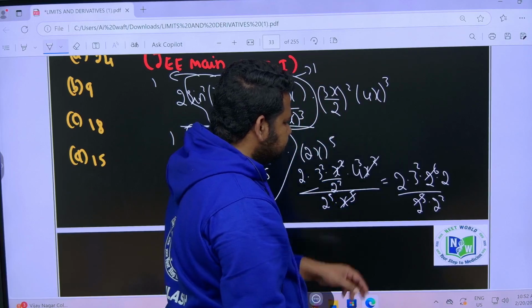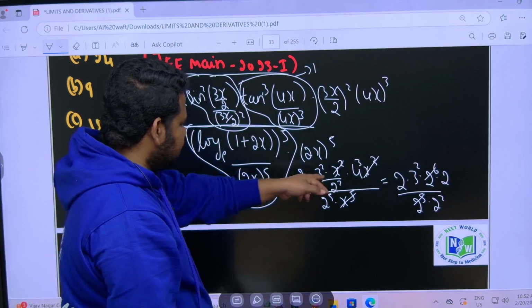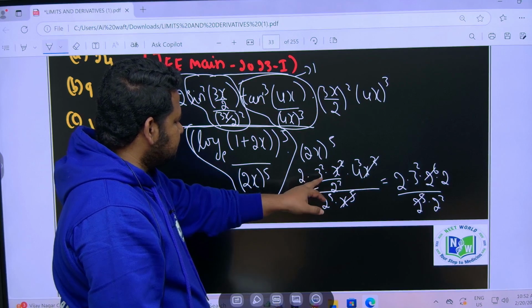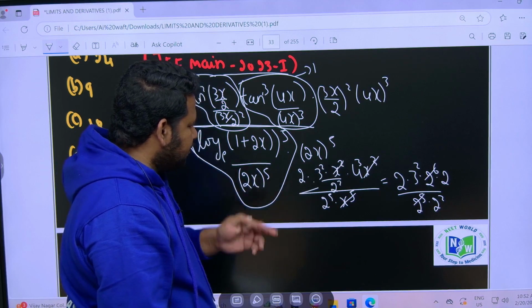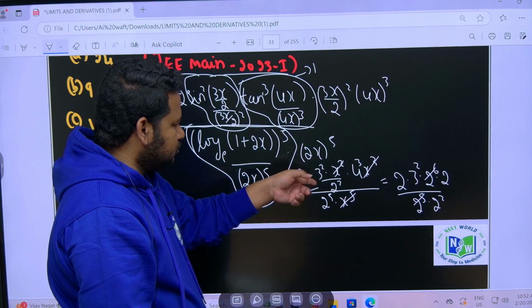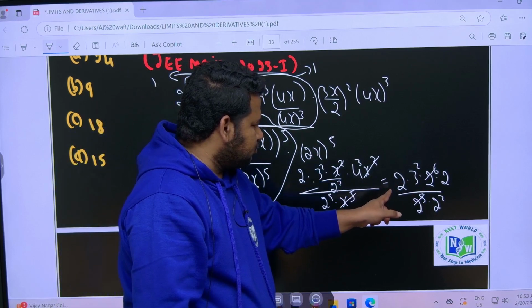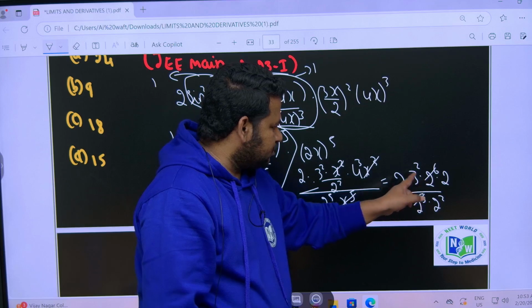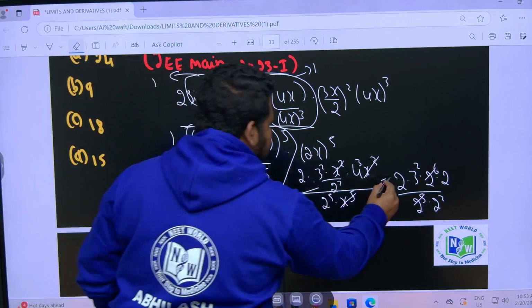So next, one more row is missing here. This is 4 cube, no? 2 into 3 square. Okay, 2 into 3 square, 2 to the power of 5, 2 into 3 square into 4 cube. 4 cube is 4 is 2 square, 2 to the power of 6. So you will be having 2 to the power of 8, 2 to the power of 8 divided by 2 to the power of 7. Actually we will be having here, I can write here.